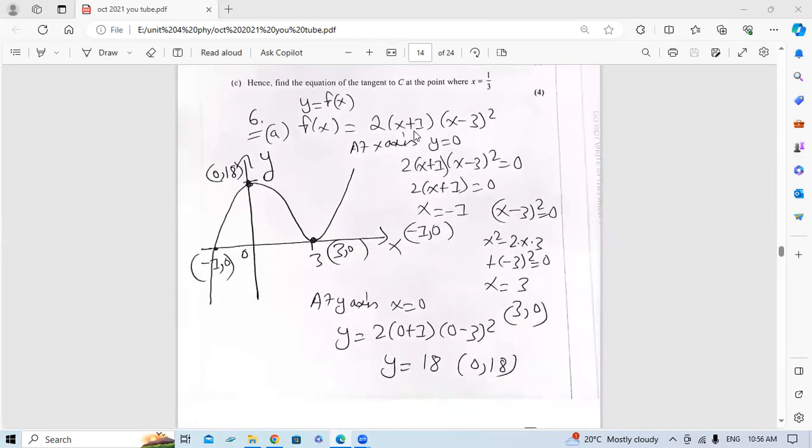F(x) equals 2 into (x plus 1) into (x minus 3) whole squared. At the x-axis, we all know y is 0. So 2 into (x plus 1) into (x minus 3) whole squared equals 0, where x plus 1 equals 0 or (x minus 3) whole squared equals 0. So x equals minus 1, and another value will be x equals 3.